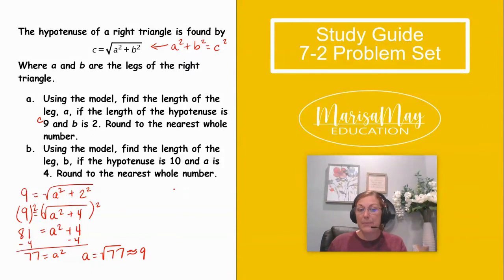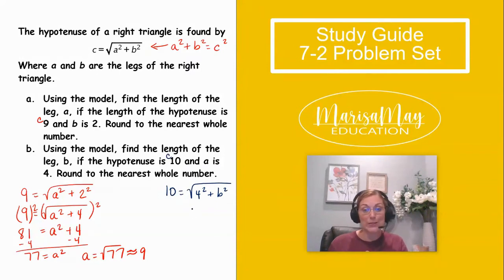So look at B then. B says find the length of B if the hypotenuse is 10. So I'm going to grab another color here. We know that the hypotenuse is 10. And we know A is 4, so we got 4 squared plus B squared.